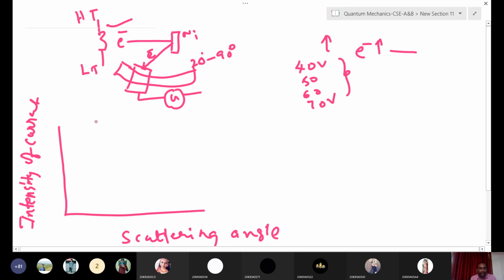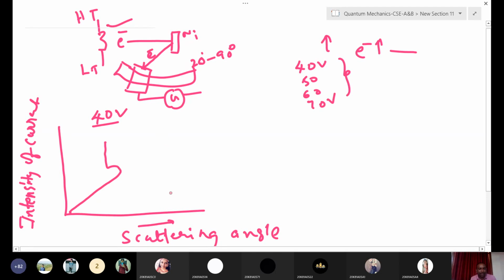Now at 40 volts we will plot the graph. We are changing the angle theta, and at a fixed voltage of 40 volts we are measuring the current. It will increase slightly. After that, a small bump will be observed here. That means the current is higher at this point.